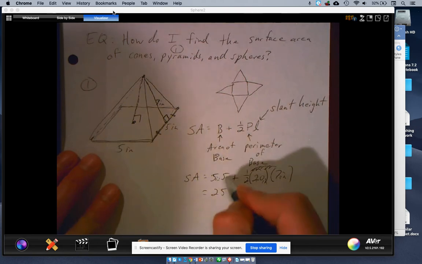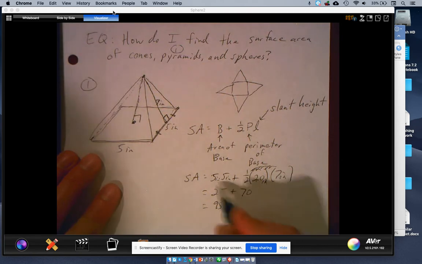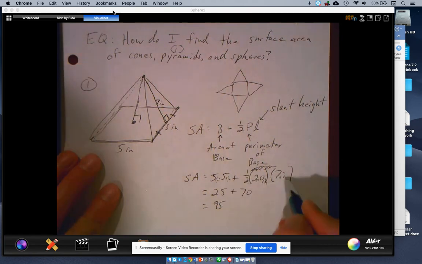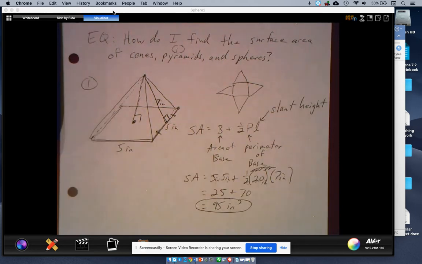This is all in inches. So it's going to turn out to be 95. And let's see what the label will be. Inches times inches is inches squared. And that makes sense because it's a surface area, so it should be 95 inches squared. All right, so that's how you find the surface area of a pyramid.